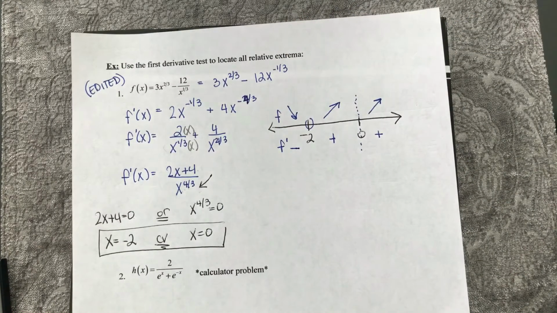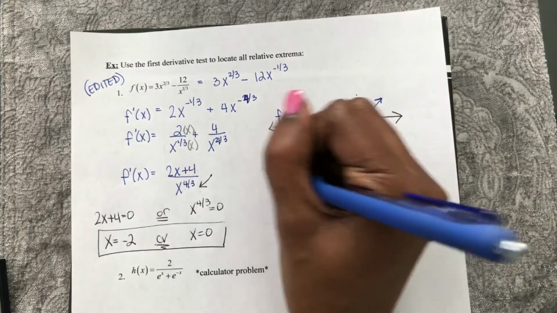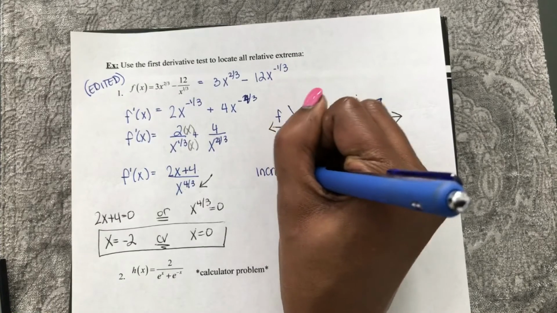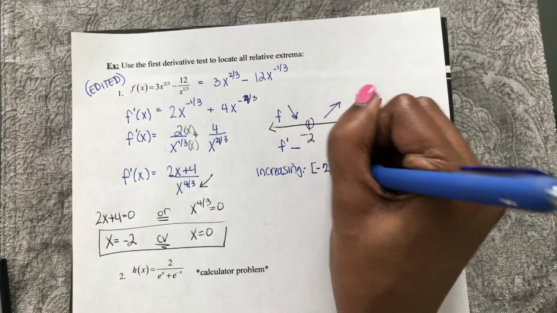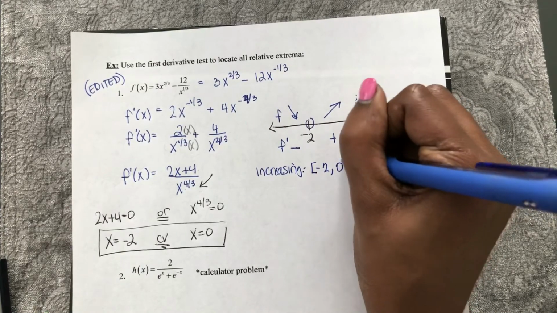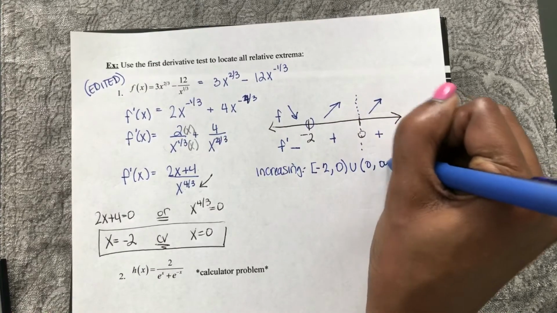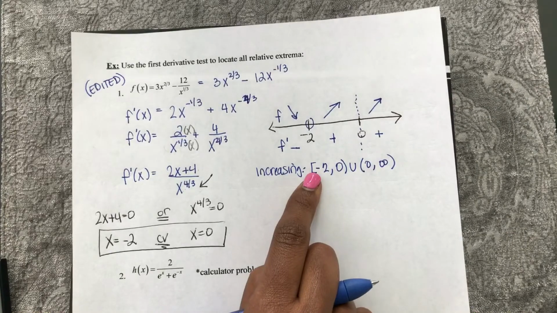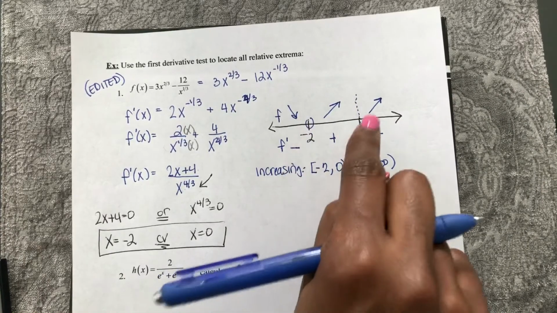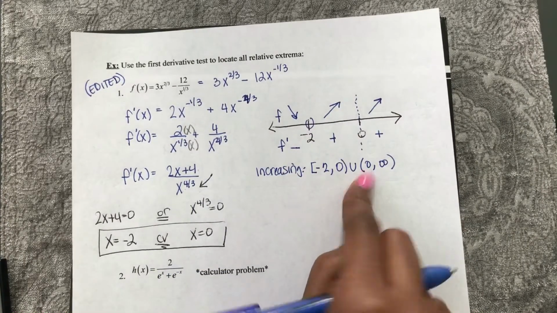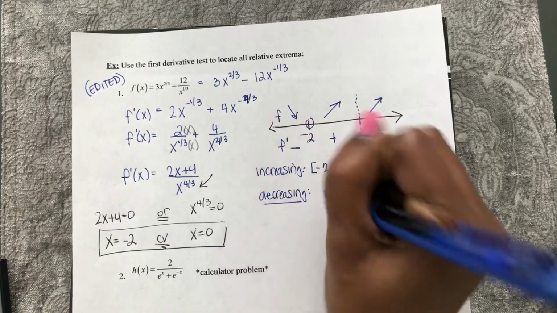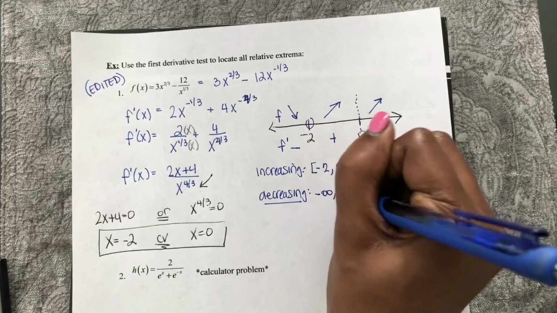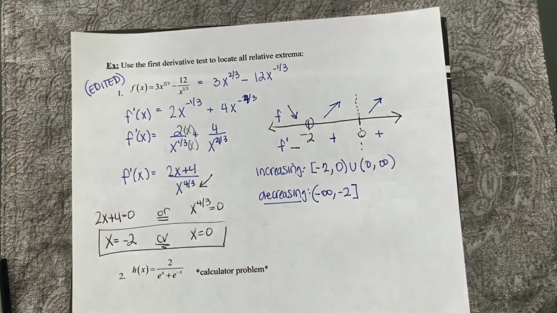So therefore, this function is increasing from -2 to 0, union 0 to infinity. Notice I included the -2 because it's 0 at that point, but I don't include 0 because it does not exist at that point. It's decreasing from -infinity to -2.